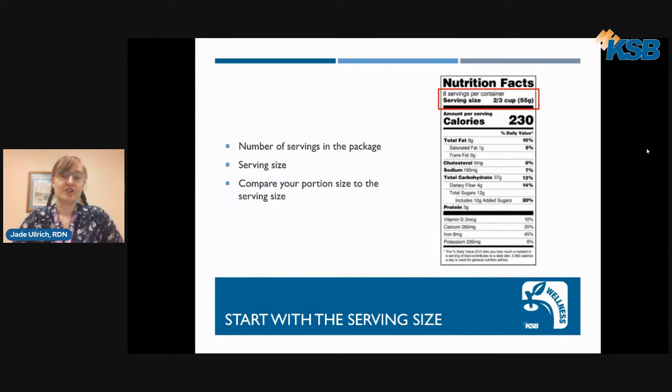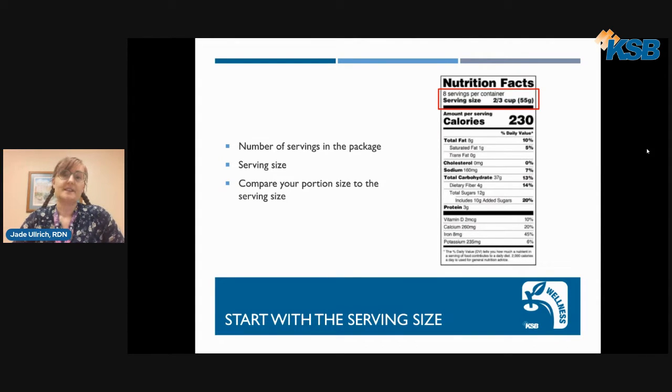So here is the nutrition facts label, which is where you can find the information about serving size, calories, protein, carbohydrates, fat, sodium, and several other nutrients. Look here where it's highlighted for both the number of servings in the package and the serving size, which is the amount for one serving. Then compare your portion size, which is the amount you actually eat, to the serving size listed on the label. The nutrition facts label applies to the serving size.